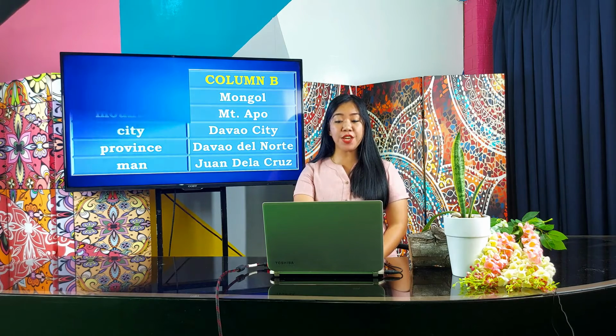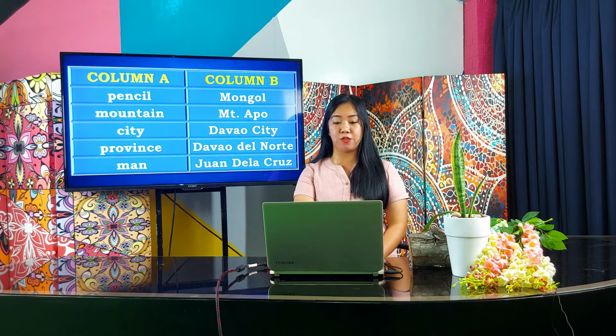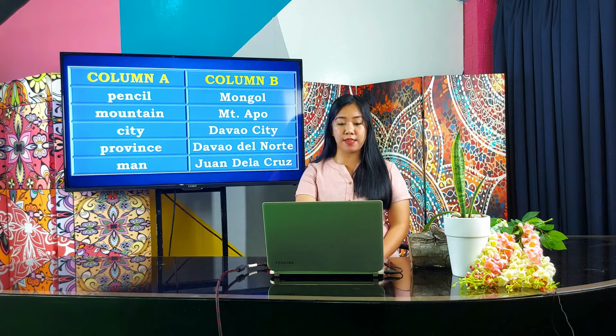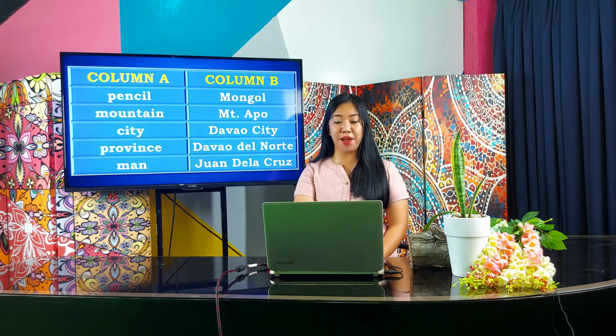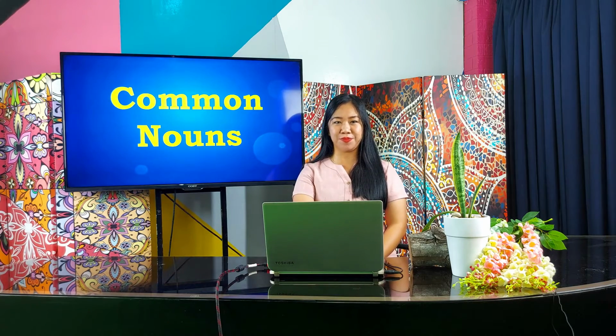Now, I have here some examples of nouns. For column A: pencil, mountain, city, province, and man. Now, what can you say about the words in column A? That's right, kids! The nouns in column A are written in small letters. They are called common nouns.